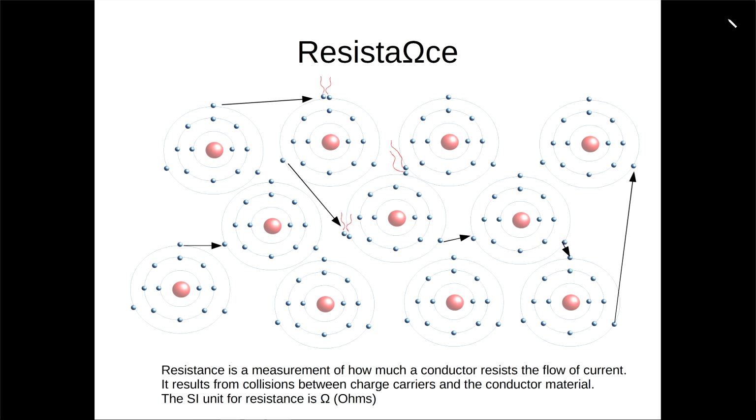In this video we're going to be talking about resistance. This is probably just going to be a really short video. It's not really too complex, not a hard idea to understand. So this is resistance. Resistance is basically a measurement of how much a conductor resists the flow of current.